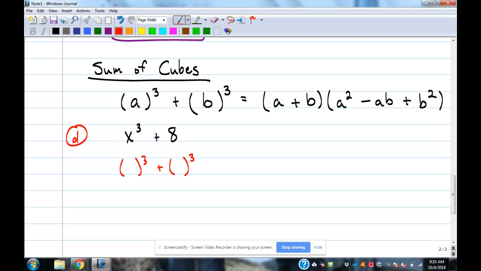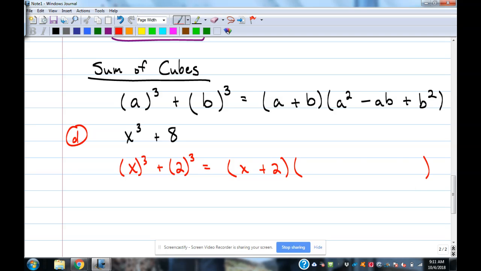What cubed gives me x cubed? X. So this is a real simple one. What to the third power would give me 8? 2. Okay? So this is your A, this is your B. That's the way this is going to work. My short piece is going to be A plus B: x plus 2.